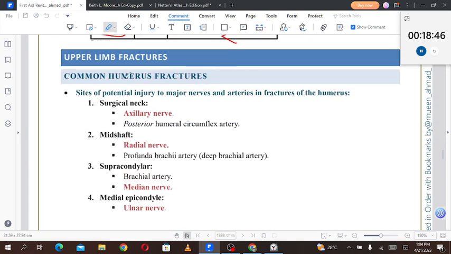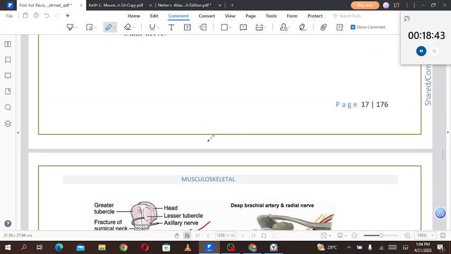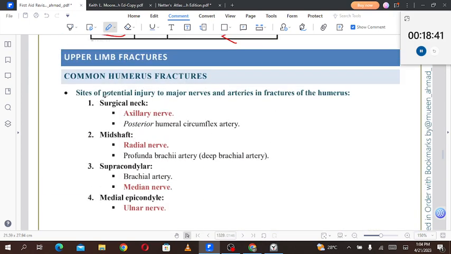Then we have upper limb fractures, common humeral fractures. This one we have already studied. Let's read it now. Common humeral fractures, site of potential injury to the major nerves and arteries. If there is damage to the surgical neck, the axillary nerve will be caught, and the posterior humeral circumflex artery will be caught. So these two things will be damaged. In midshaft fractures, the radial nerve is damaged along with the profunda brachii artery, the deep brachial artery. Then a supracondylar fracture causes damage to the brachial artery along with the median nerve, and a medial epicondylar fracture causes damage to the ulnar nerve.